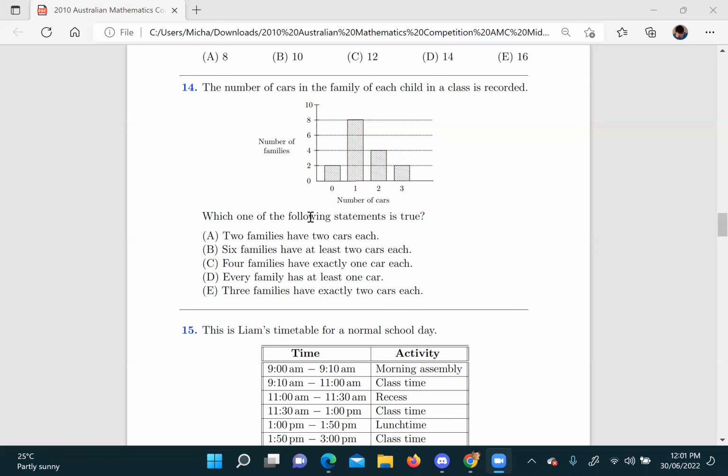So what did we say 14 was? B, yeah? Let's check out the other ones. 2 families have 2 cars each. Well, that's not true. No. Because 12 families have 0 cars. Every family has at least 1 car. Well, that's not true. 4 families have exactly 1 car each. Oh, actually, that's true also if you think about it, right?